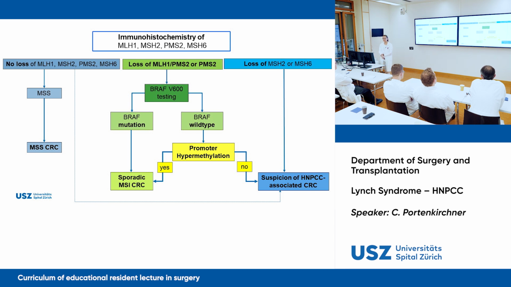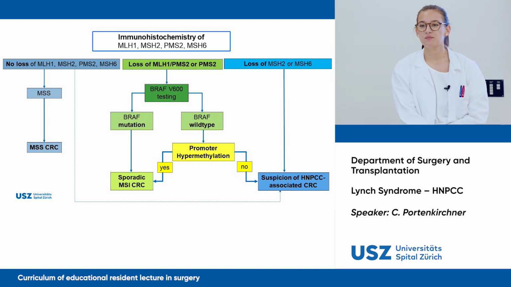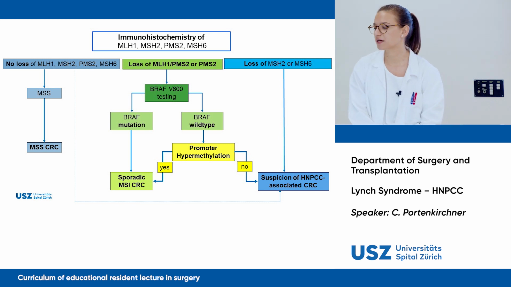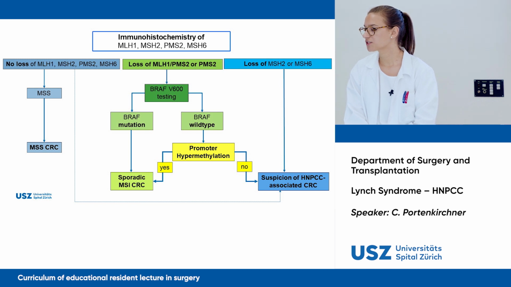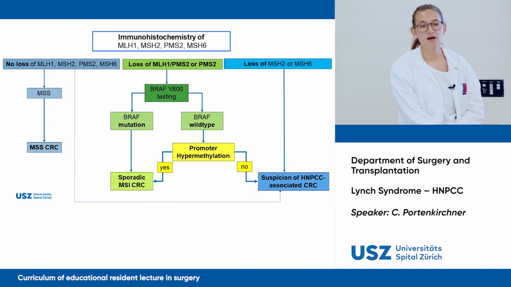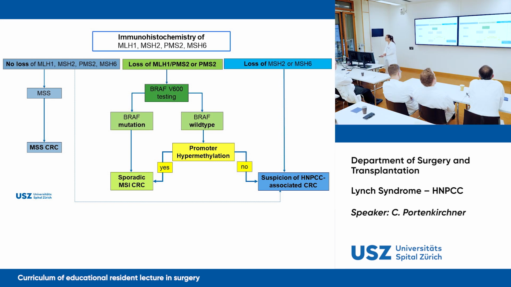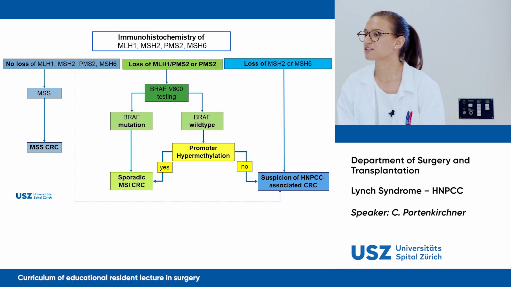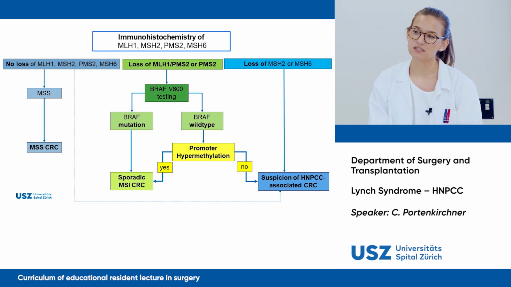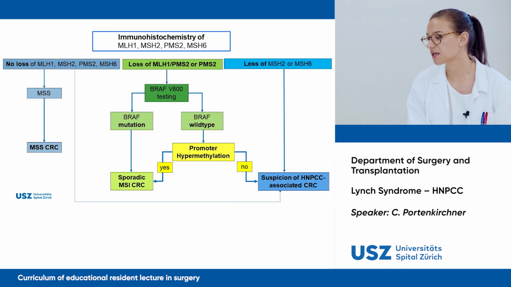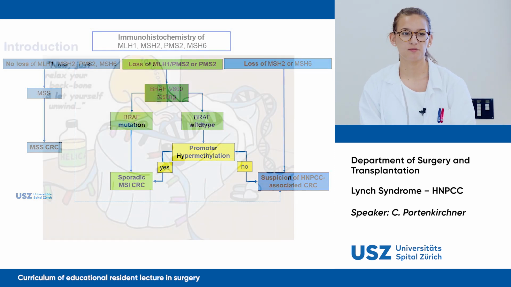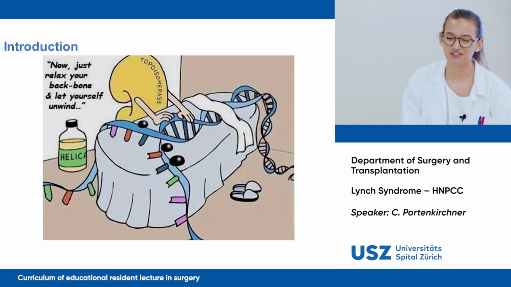I'm sure you all remember this slide as well, which was about immunohistochemistry of these 4 genes, MLH1, MSH2, MSH6, and PMS2. If we do not have a loss of the staining in immunohistochemistry, we're having a microsatellite stable colorectal cancer, whereas if we do have a loss of MSH2 and MSH6, we have a high suspicion for Lynch syndrome. Whereas if we have MLH1 with or without PMS2 loss, we have to perform further testing to find out if we have a HNPCC or a sporadic case. I'm sure you remember. So now we are going to go very short into genetic details.